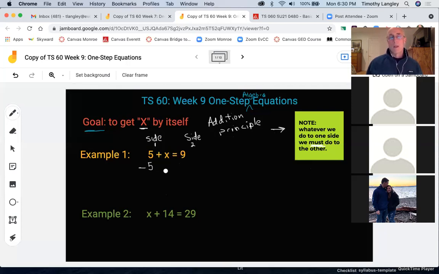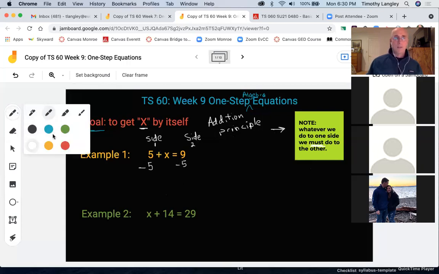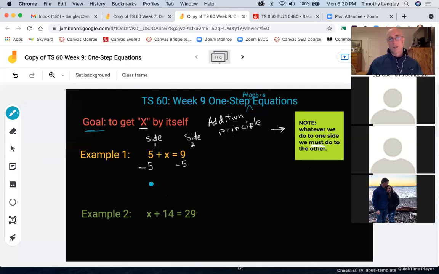So I can look at this equation, 5 plus X equals 9, and go, oh, I'm adding here, so I'm going to subtract something. I'm going to subtract this 5 from this side. And that means I'm going to subtract 5 from this side. So please go ahead and write that in your notes exactly like I just did. I want you to have that there. And here's what I would do next. I would go, okay, 5 minus 5 is 0.